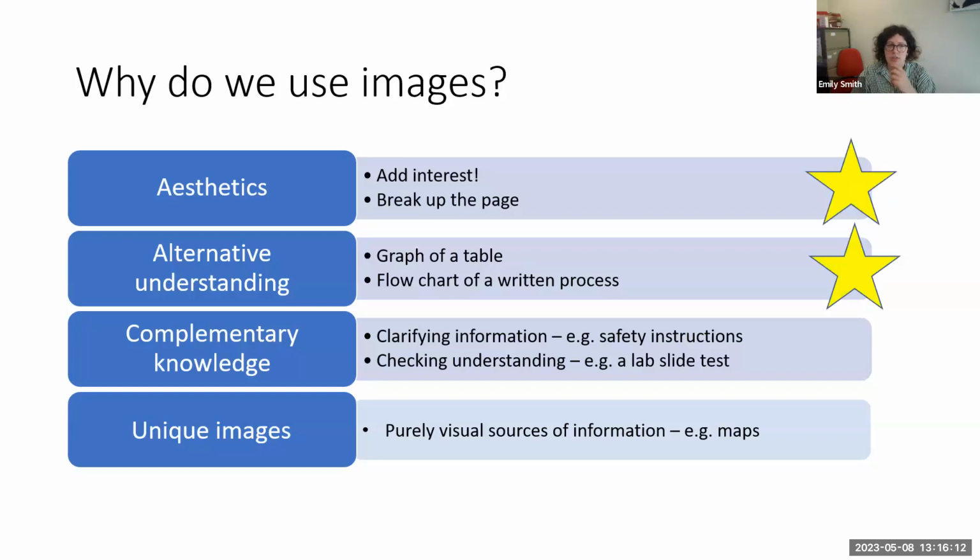Now, we've got 2 stars on the screen here. So we've got one beside aesthetics and one beside alternative understanding. Depending on the context, you may not need to add alternative text. Just mark them as decorative. So that's particularly the case for aesthetics, but it can sometimes be the case for alternative understanding as well, if you've covered it well enough in another format, so usually in the written body of the text.